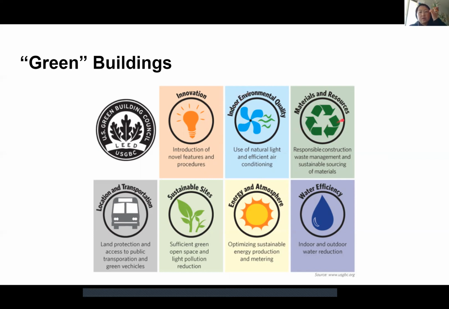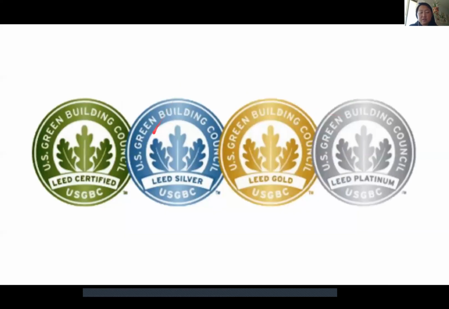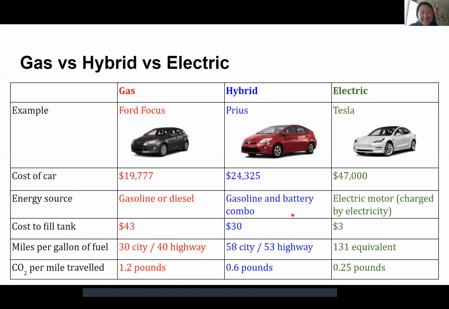And so all buildings vary in how green they are, quote unquote, and there are different levels. I think actually Ojai is in the silver level, but I'm not 100% sure, because I think we installed solar panels. So technically we're silver. Okay, so buildings is one thing.